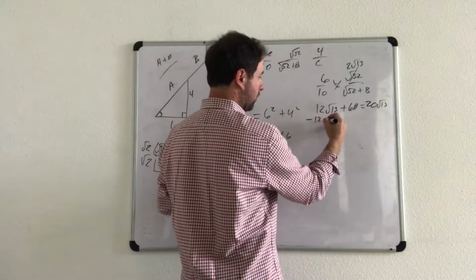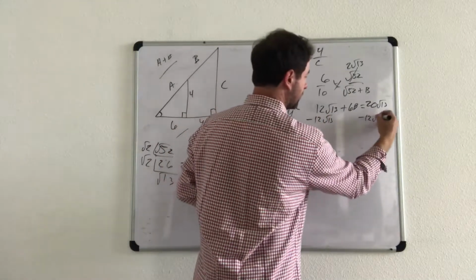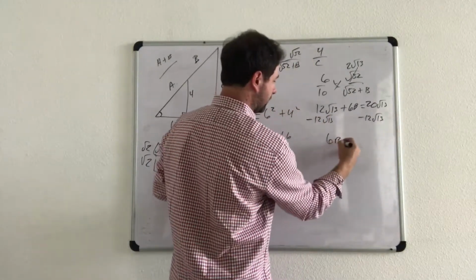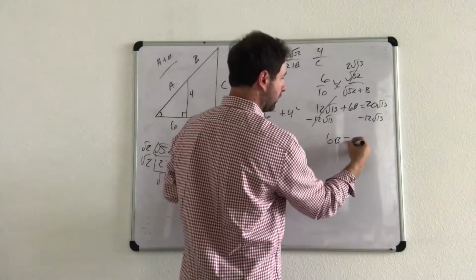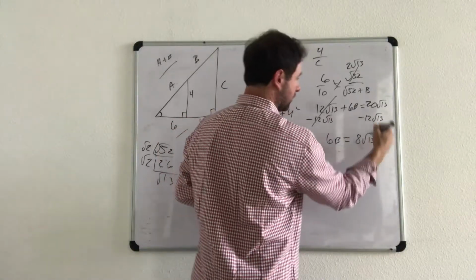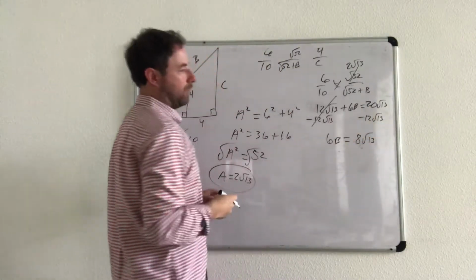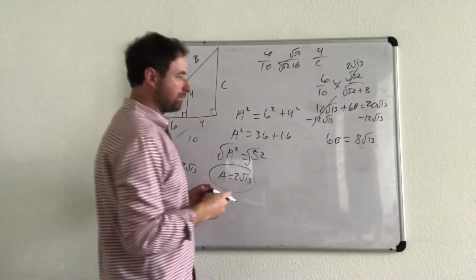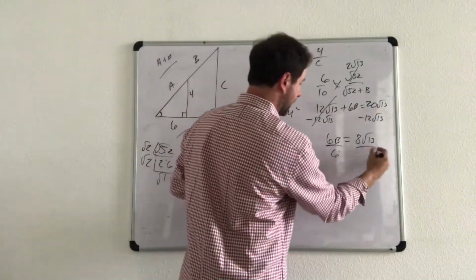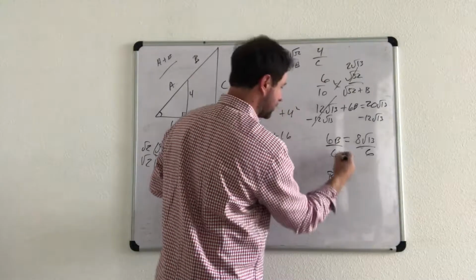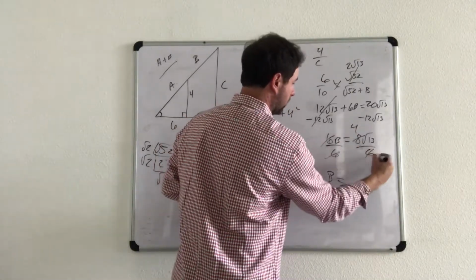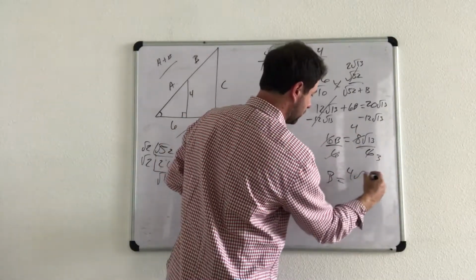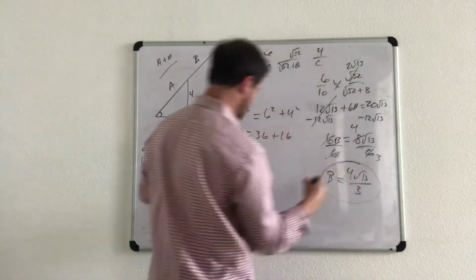You'll add negative 12 root 13 to both sides. So we get 6b equals 8 root 13, because you only add the numbers in front when you add radicals. It's a lot like adding like terms. And then you divide both sides by 6. We will reduce to finish. 8 over 6 reduces to 4 over 3. So 4 root 13 over 3 is B.